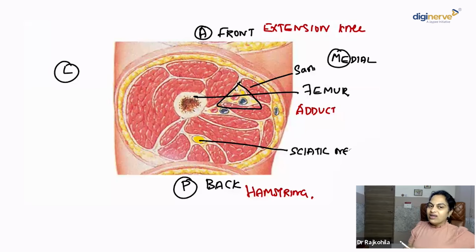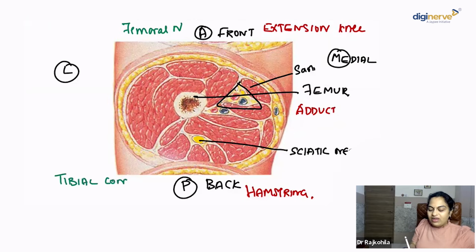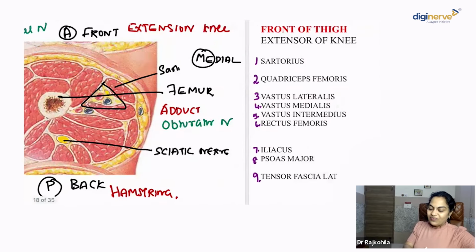The muscles that lie in the front of the thigh, the quadriceps femoris, which can extend your knee, are going to be innervated by the femoral nerve that lies in the front of the thigh. The hamstrings that lie in the back of the thigh are innervated by the tibial component of the sciatic nerve. And the muscles that lie in the medial side of the thigh are innervated by, yes, the obturator nerve.